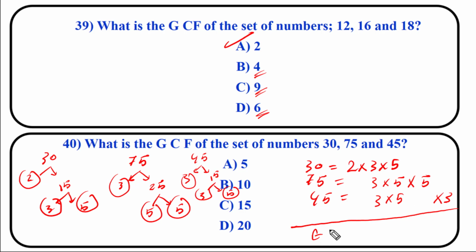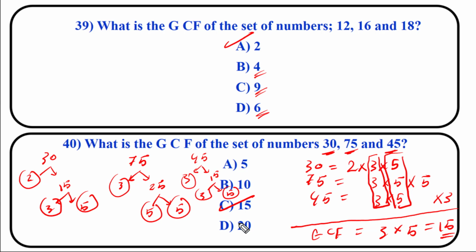Now to find the GCF, just bring down the common factors. We have here triple 3, just bring down just one 3 times triple 5 common, we can write 5. Now 3 times 5 equals 15. So the greatest common factor of the three numbers 30, 75, 45 is what guys? Is 15. This is the correct answer.